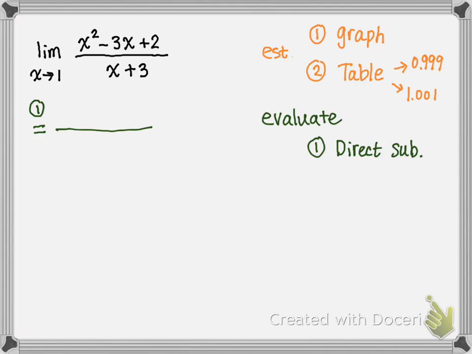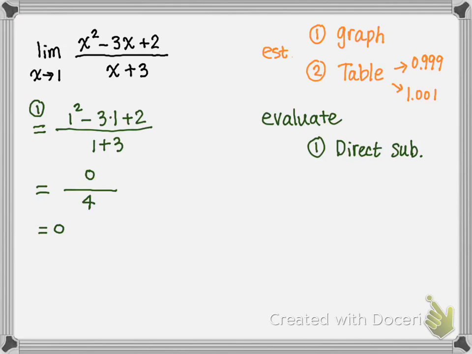So we change x to 1, so 1 squared minus 3 times 1 plus 2, divided by 1 plus 3. We evaluate this expression. On the top, we have 1 minus 3 plus 2, which is 0. In the bottom, we have 1 plus 3, so it's 4. 0 divided by 4 equals 0.